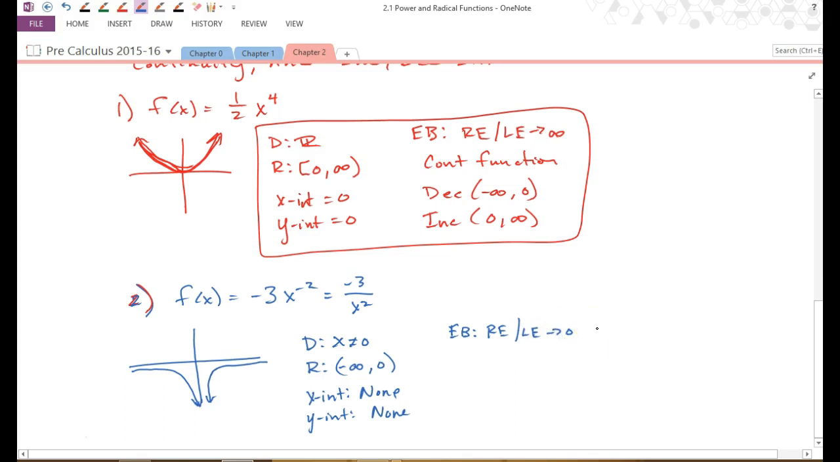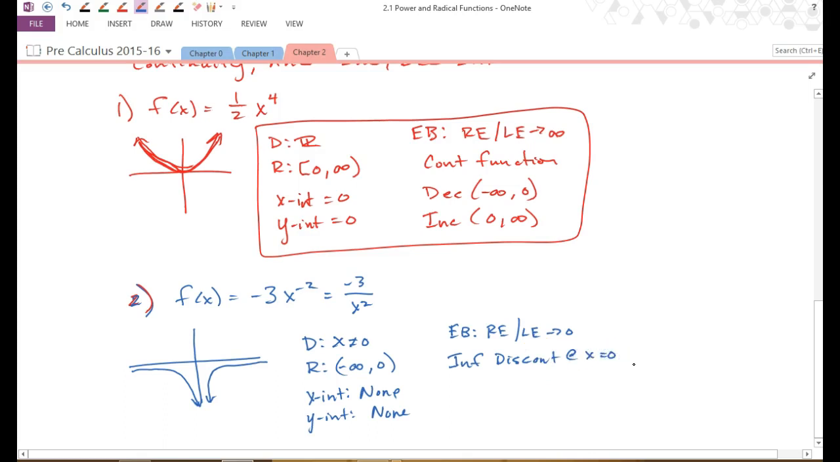Is this function continuous? No, there is a break, right? So where is it not continuous? What x value? At zero. And what kind of discontinuity does it have? Non-removable. Okay, so we can say either it's non-removable discontinuity at zero, or we can be more specific and say that there is an infinite discontinuity, saying that there's a vertical asymptote. Okay, so I'm going to say infinite discontinuity at x equals zero.